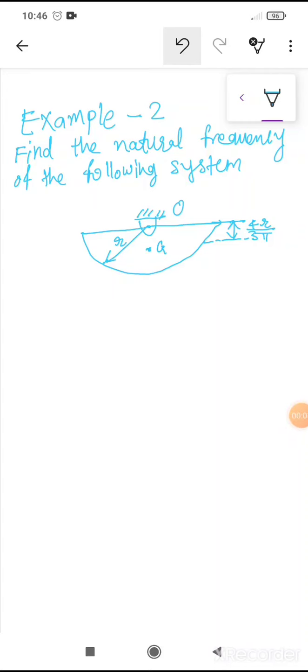So in the last lecture we have seen an example of a simple pendulum, and also we have seen various springs in series and springs in parallel. So today we will see one more example to find the natural frequency. So if such a diagram is given, we need to find the natural frequency of the system. Now let's see what is given in this diagram.